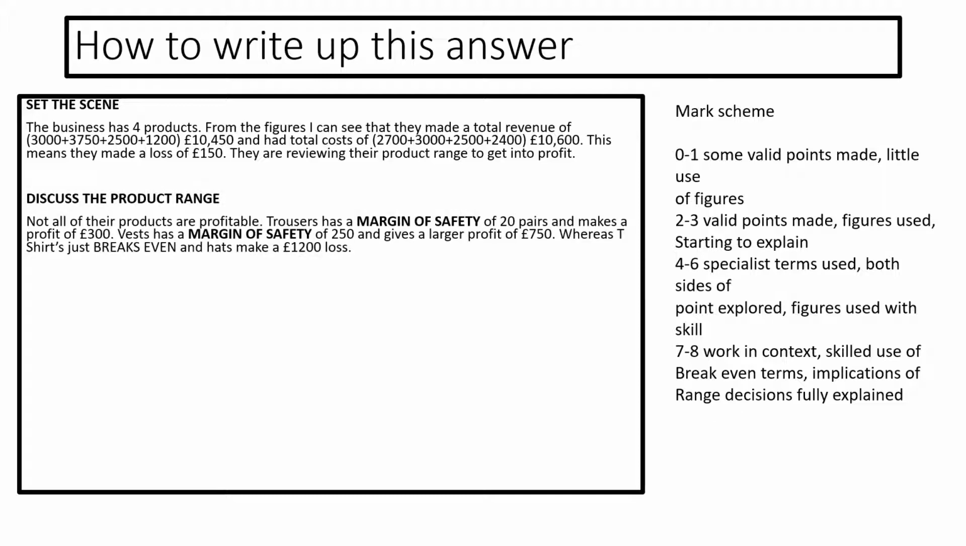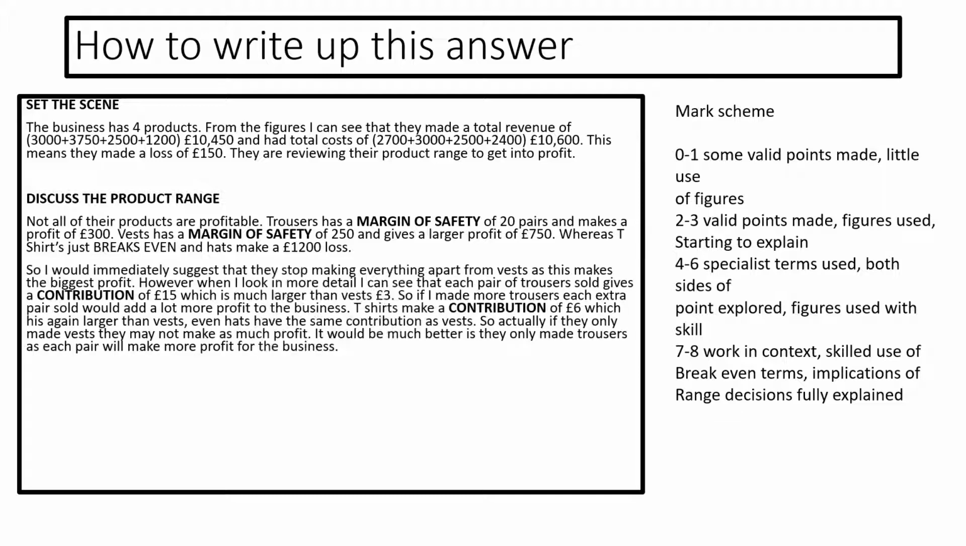Next, we're going to discuss the product range. Not all of their products are profitable. Loads of you picked up on this. I'm going to use the technical language though, because I'm trying to show off. Trousers have a margin of safety of 20 pairs. They are selling 20 pairs more than they need to break even, and they make a profit of 300. I'm using the figures. Vests have a margin of safety of 250 and give a larger profit of 750, whereas t-shirts just break even and hats make a loss of 1,200. A lot of people got that. Good points, you got marks for that.